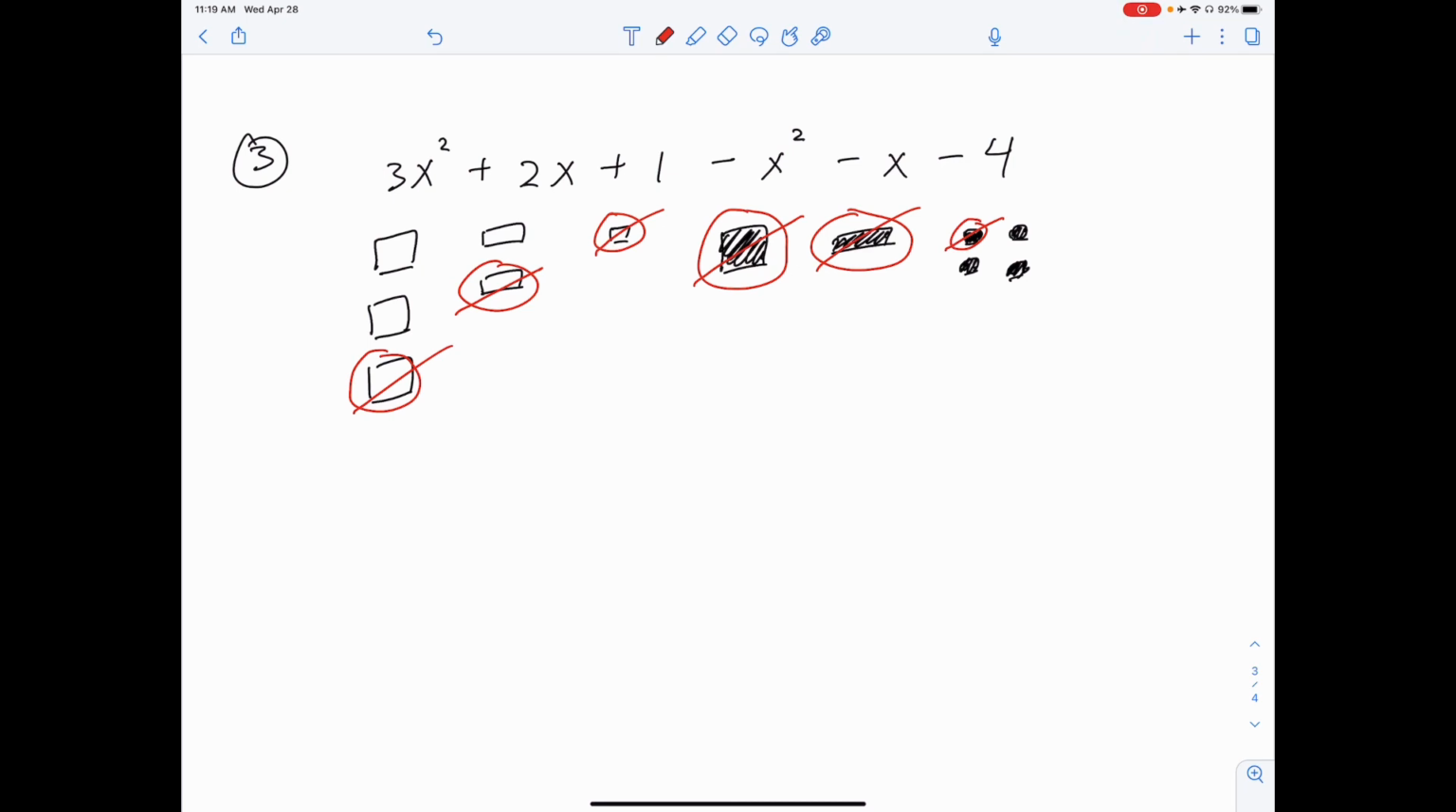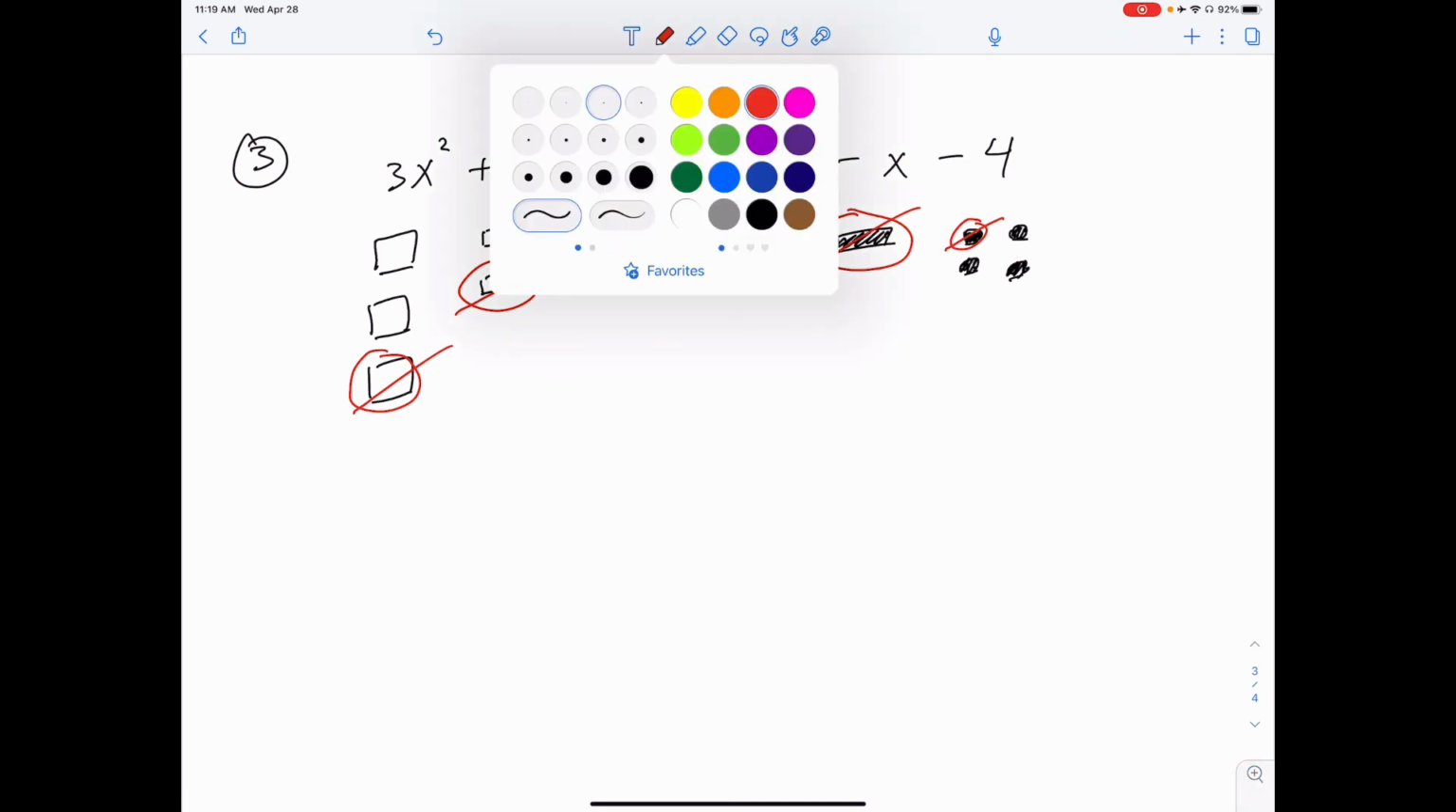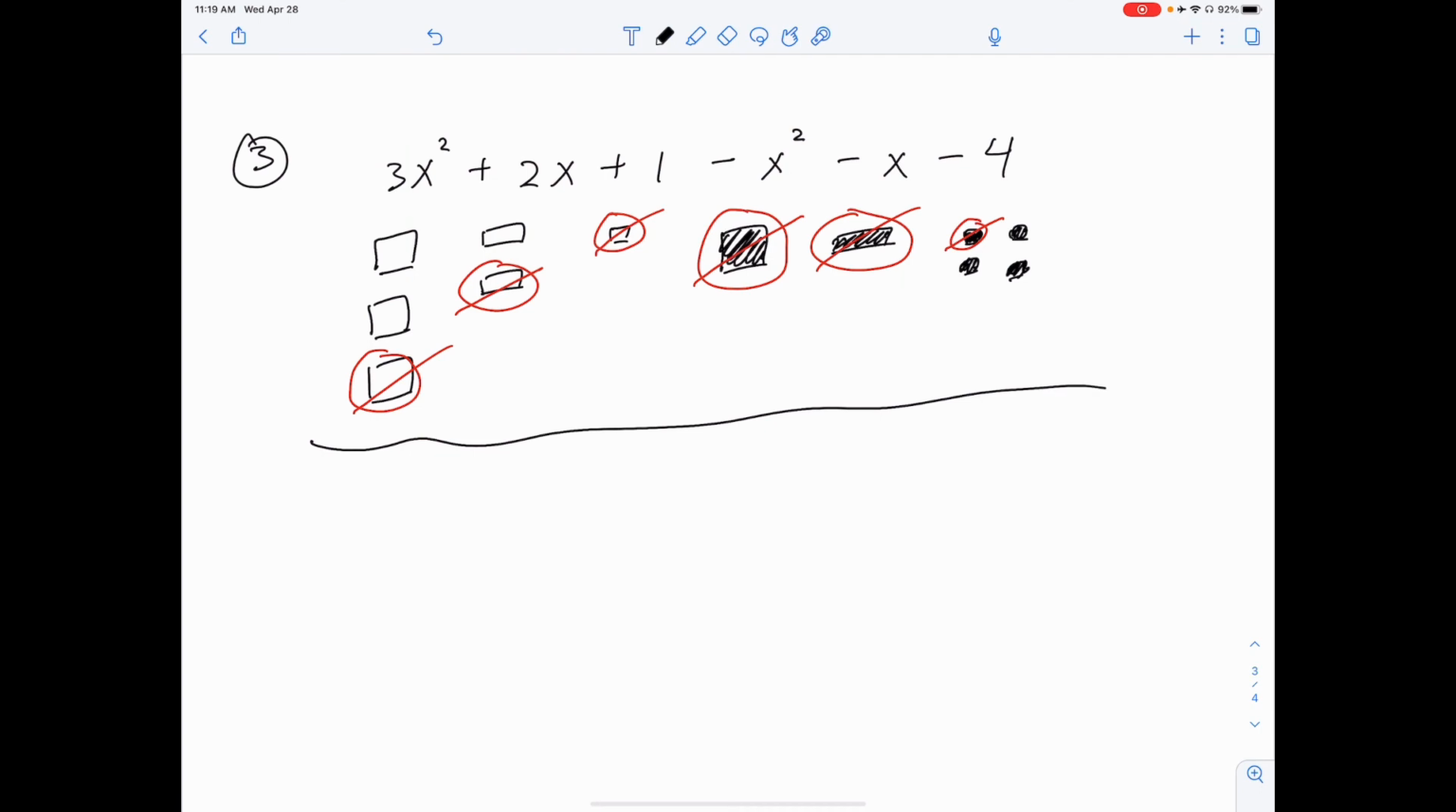So the final answer will then be whatever's left over. Let's take a look. We'll use a line here to separate our work. What's left over is we have 2 positive x squared boxes. We have 1 x bar left, and lastly we have 3 of the negative ones left over. So to finalize our answer, we would write 2x squared plus x minus 3. And that would be our final answer by showing our work using algebra tiles.